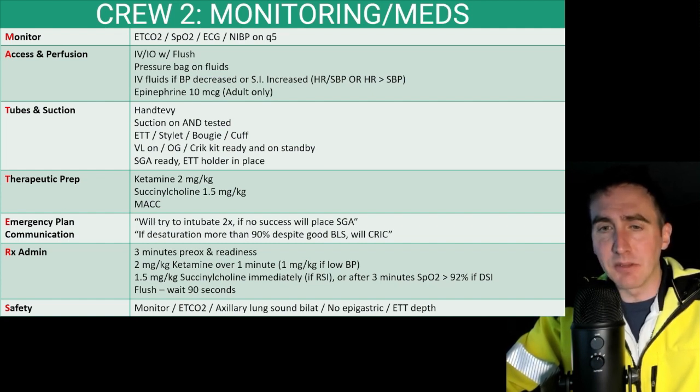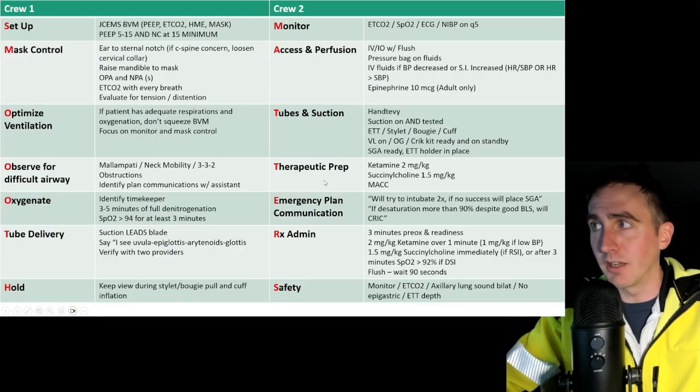And then it's safety monitor, end tidal. After you place the tube, it's also tape, auscultate lung sounds bilaterally, no epigastric sounds, and mark the ET tube depth. Again, the rule of thumb is 3 times the size of the ET tube. So if they're intubated with a 7.0 tube, you would expect roughly 21 at the lips, and we will mark these at the lips and document it.